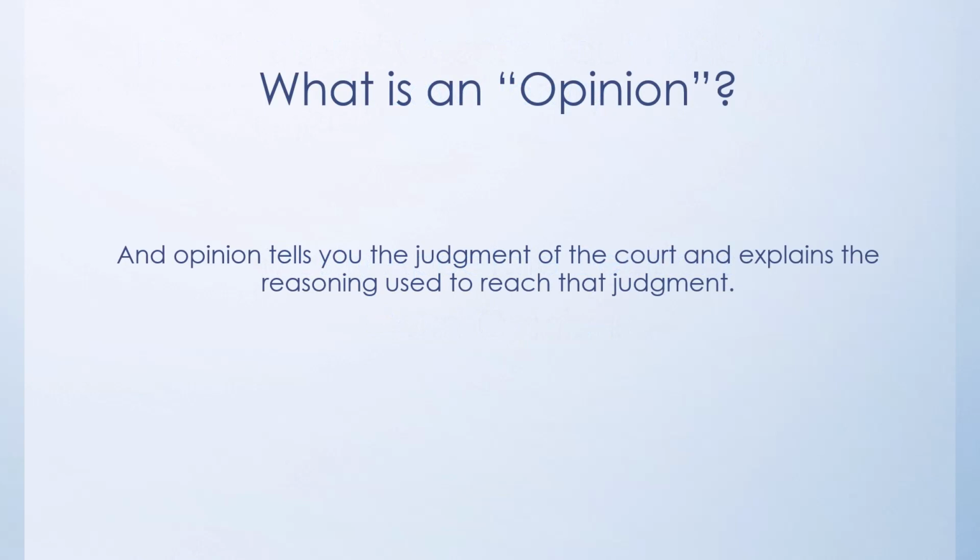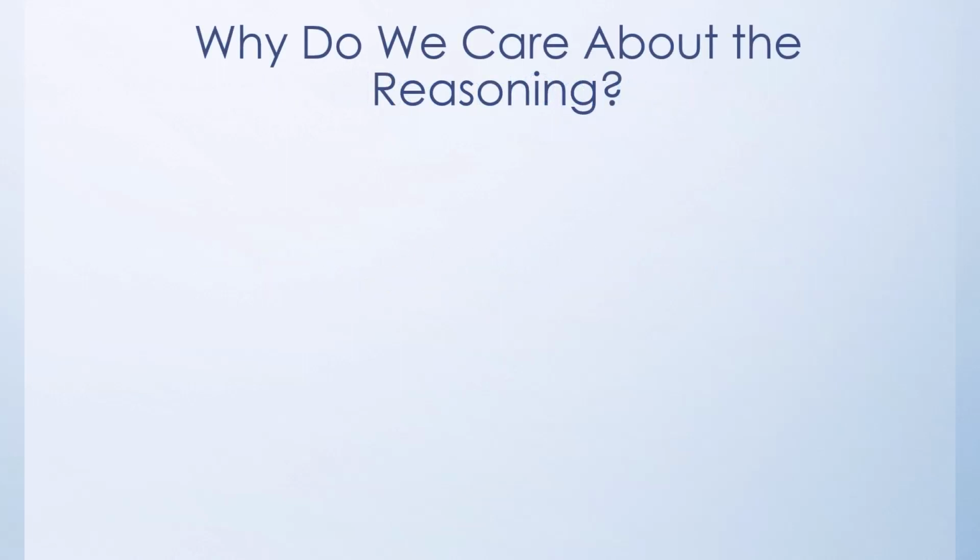So what is an opinion? An opinion tells you the judgment of the court and explains the reasoning the judges use to reach that judgment. A judgment is, for example, affirmed or reversed. Now you may be wondering, why do I care about the reasoning? Just tell me what the court's judgment was. Well, we care for a number of reasons.